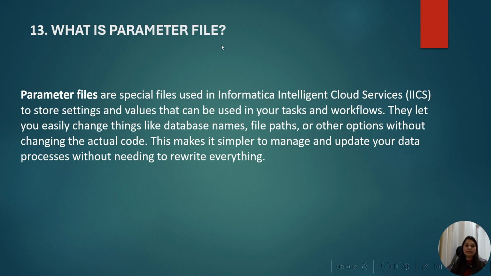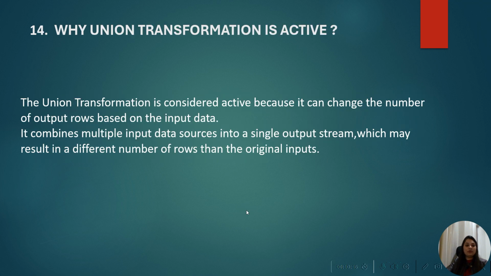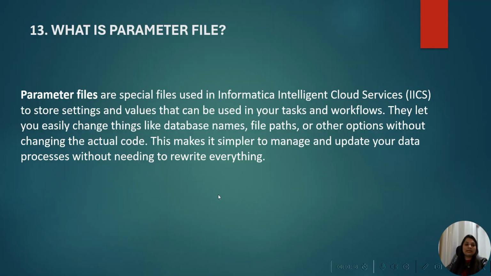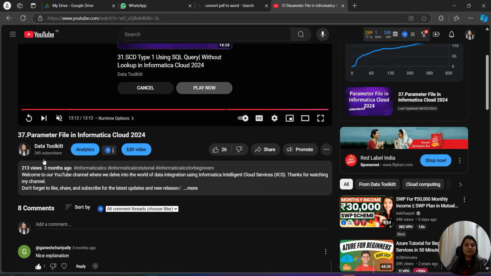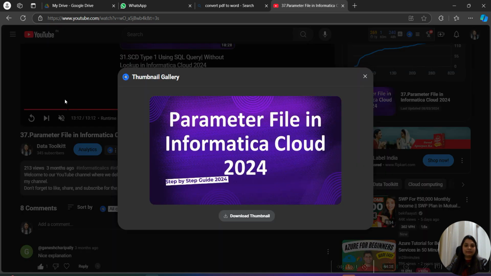Then what is parameter file? So parameter files are special files used in IICS to store settings and values that can be used in your tasks and workflow, which we can easily change, like database name, file path or other options, without changing the actual code. So if you want more details guys, you can see on my channel. I have already shared the parameter file video. 37 is the chapter name. You can search parameter.